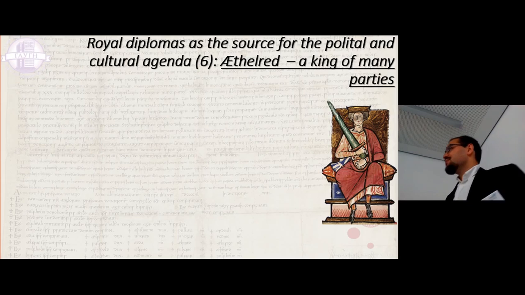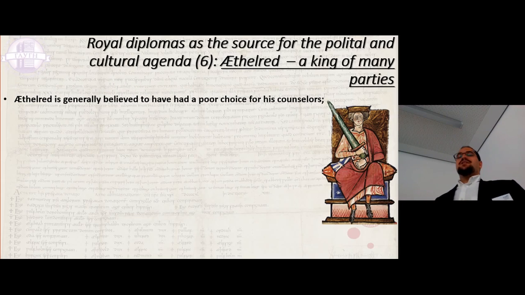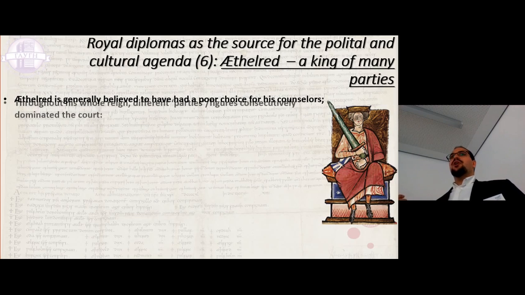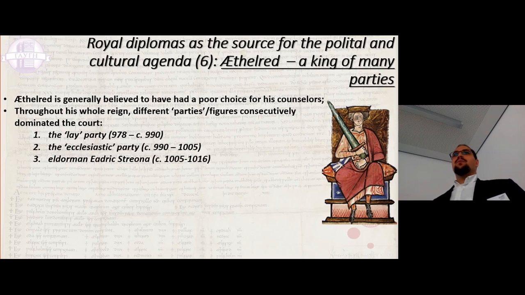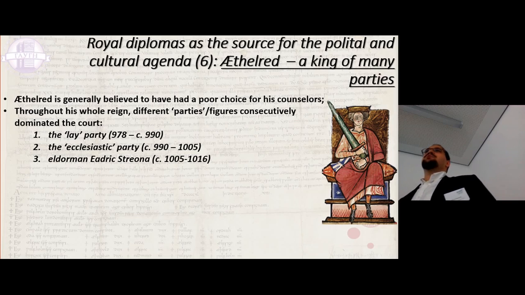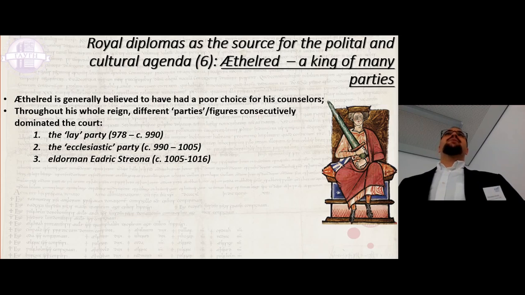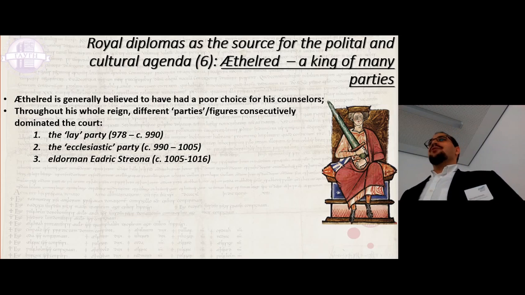Next one, please. So, very much as his name is offering us an explanation of his rulership, it seems he had very bad choice of counselors. His court was dominated by at least three parties, but in fact there are more sub-parties in these periods. We've got the lay party, we've got the ecclesiastic party, and we've got one figure who outweighed his colleagues, so to speak. The infamous Ealdorman Edric Streona, his name can be translated as the greedy one, which says a lot about Ethelred's choice of his entourage.